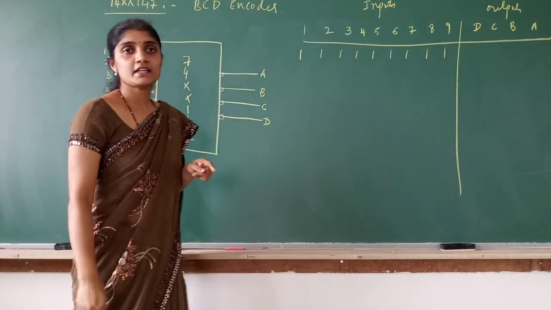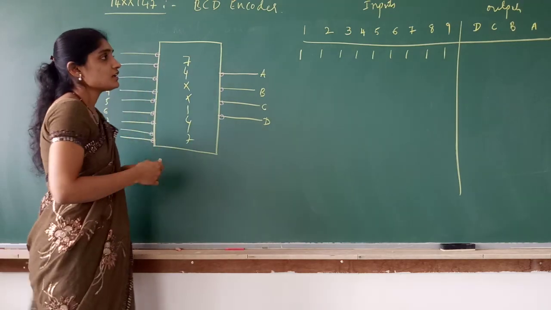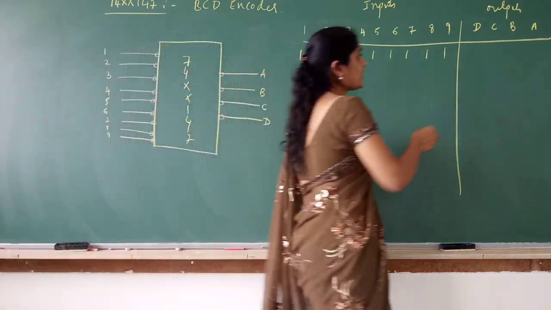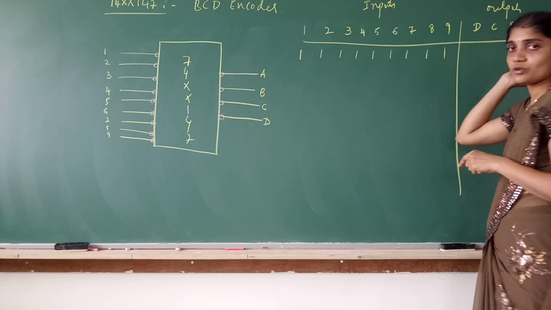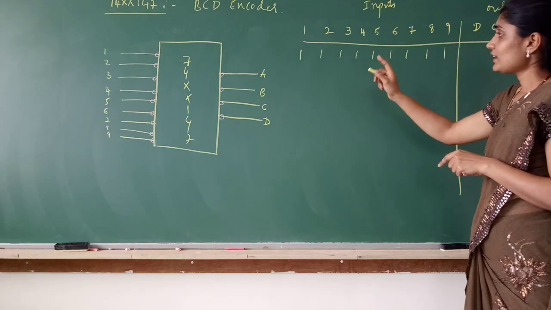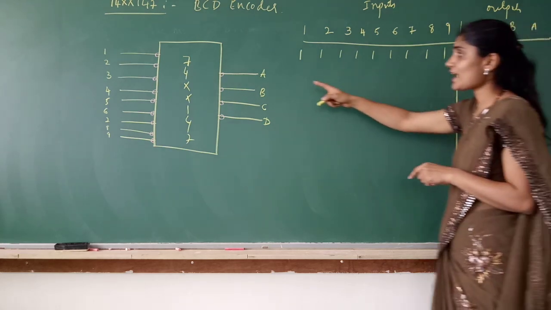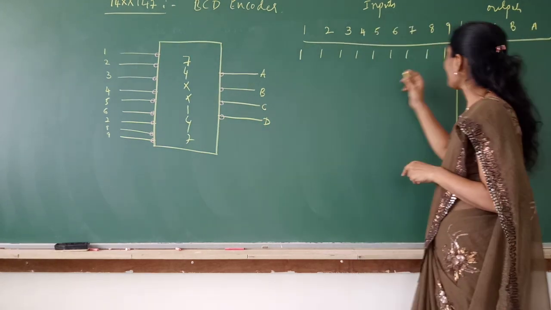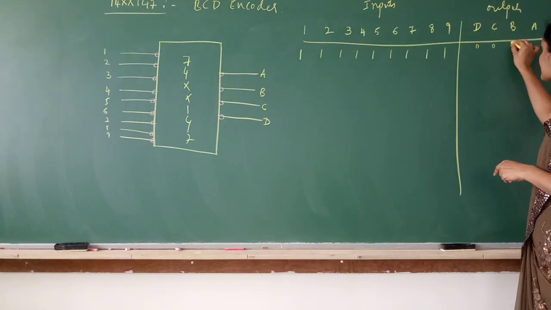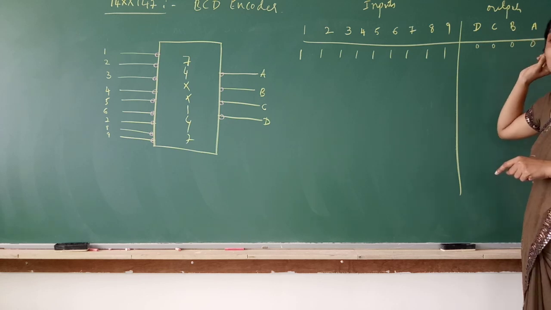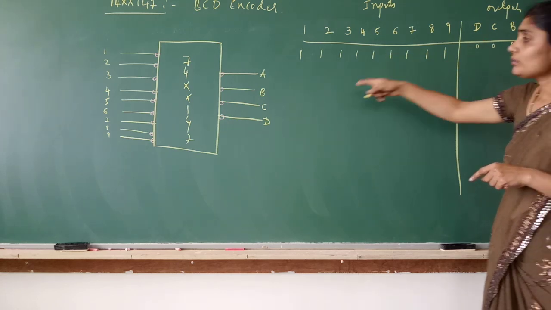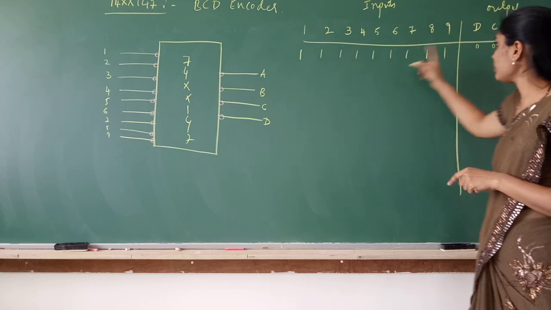When no input line is active, that means all are 1. So what happens? You get the output as 0, 0, 0, 0. Can I write 0, 0, 0, 0 here? No, because the outputs are active low. Actually, the output is 0, 0, 0, 0. We get decimal number 0, and the binary equivalent value 0, 0, 0, 0.